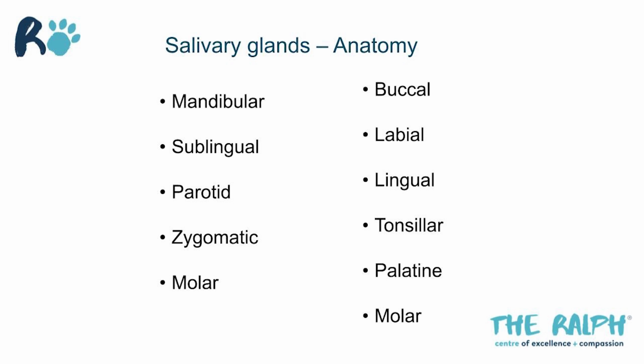So the major salivary glands, they are sat at a relative distance from the mouth, and they drain saliva via ducts. The minor salivary glands, the buccal, labial, lingual, tonsillar, palatine, and molar, they drain directly into the mouth. So saliva doesn't go through a duct and then into the mouth, but directly into the mouth.